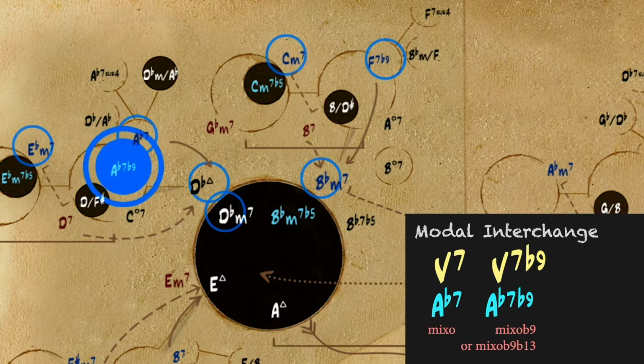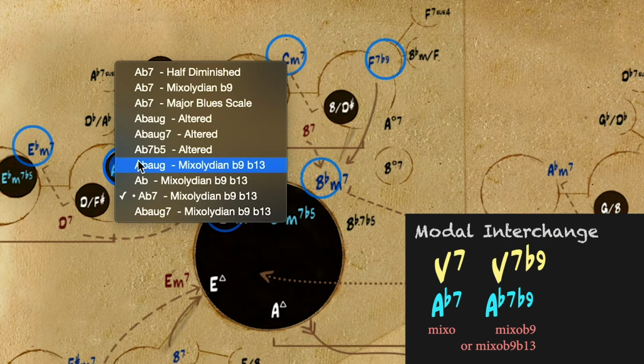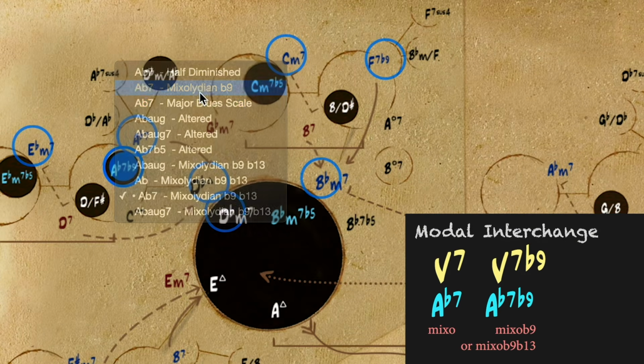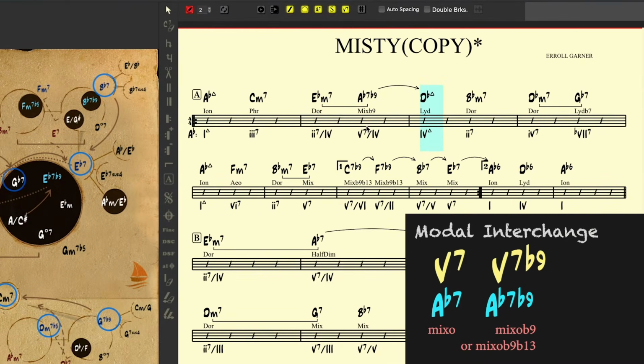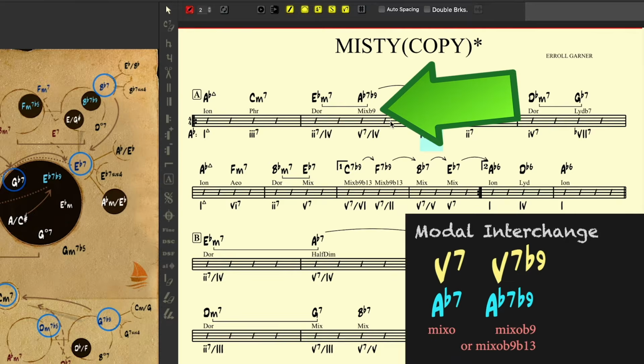Let me go back real quick, sorry. Right click, Mixolydian, flat 9, boom. Now the chord scale pairing jibes with the melody, perfect.